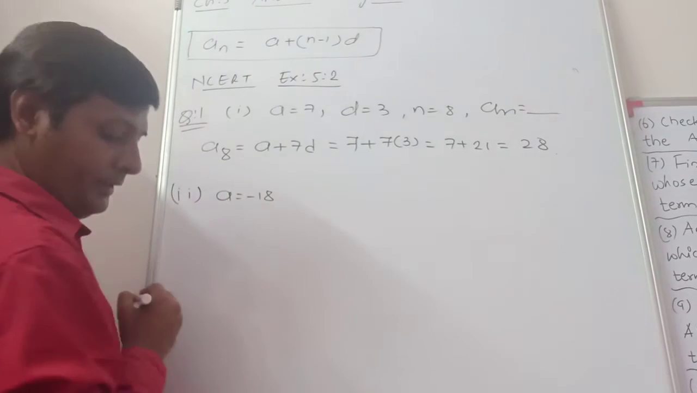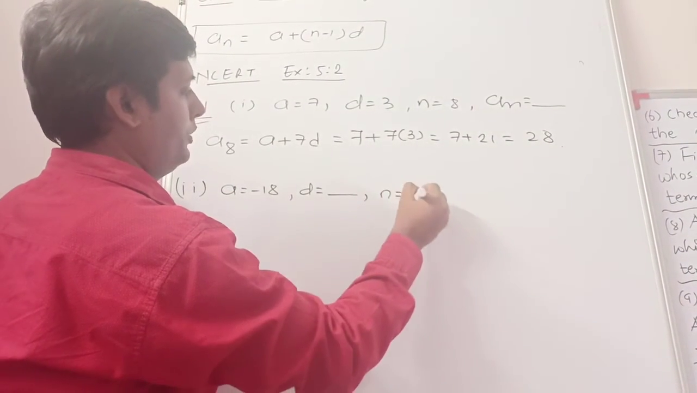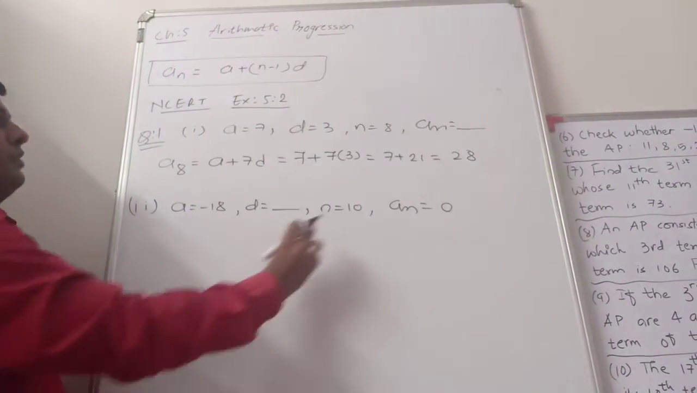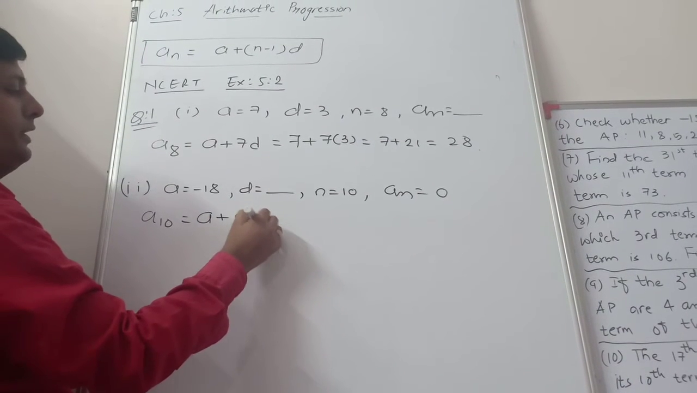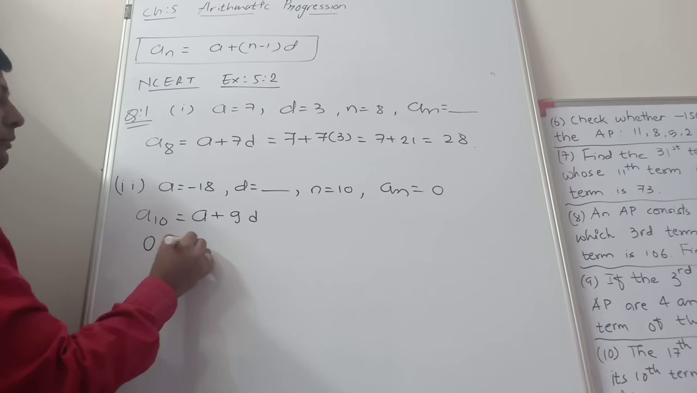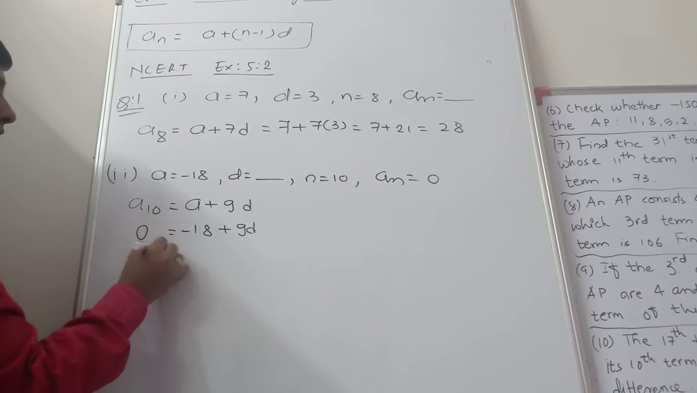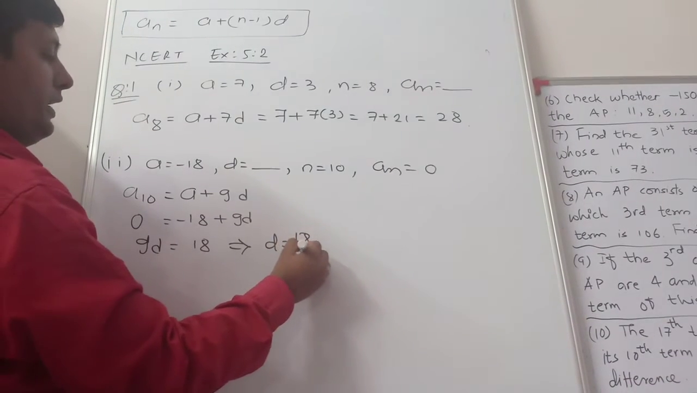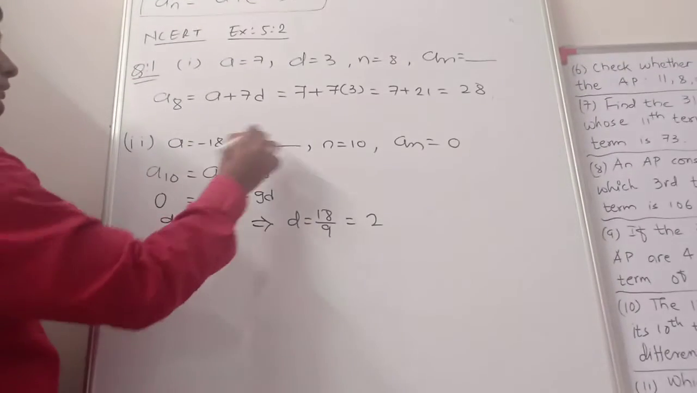a is equal to minus 18, d is missing, n is equal to 10, and an is equal to 0. So here we want to find the common difference d. Here a10 is given as 0. Formula: a10 is equal to a plus 9d. So a10 means 0, equals minus 18 plus 9d. Clear? So 9d is equal to 18, which implies d is equal to 18 by 9, and we got 2. So d is equal to 2. Clear?